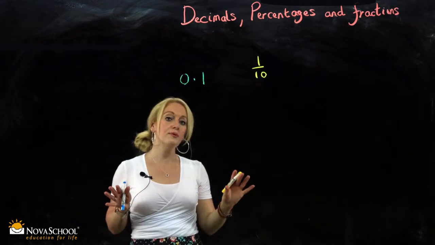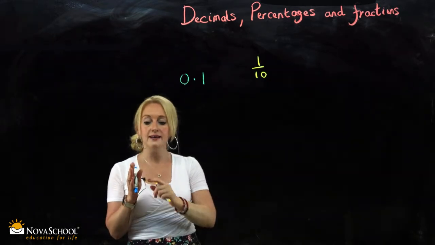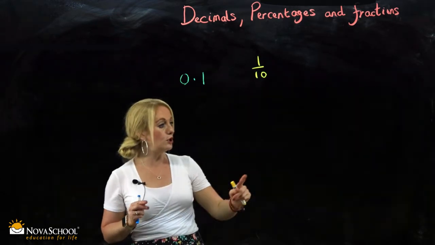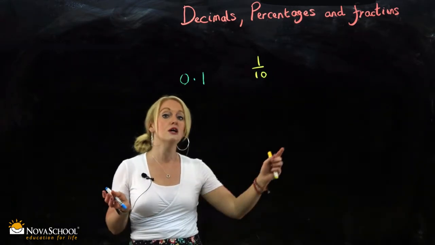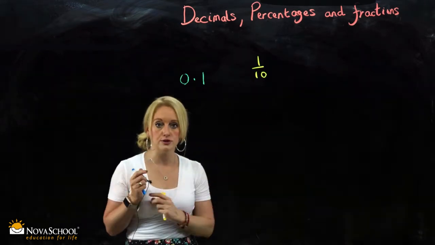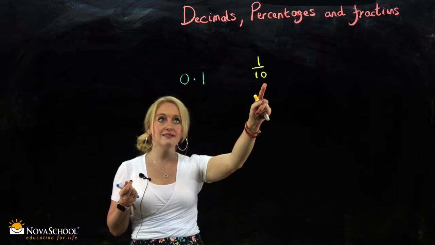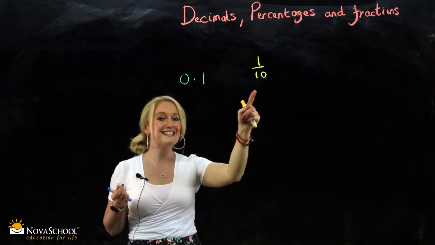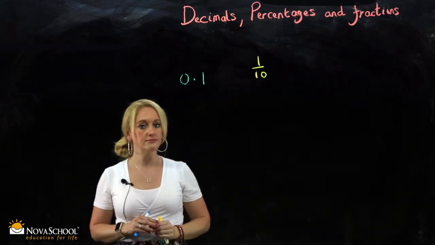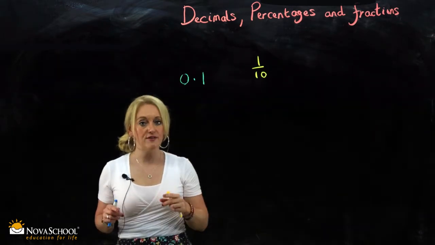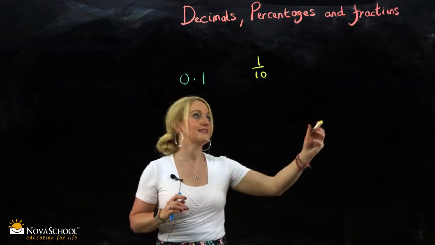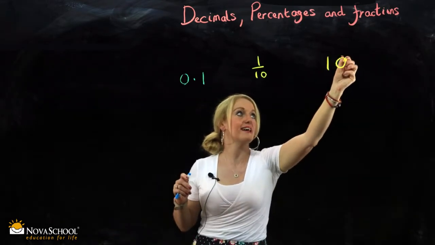0.1 on a number line is right at the beginning, and then we have 0.2, 0.3, 0.4, and we go all the way along to 0.9 before we reach 1. Now, percentages are out of 100. So a tenth is 0.1 and it's a tenth of 100. What's a tenth of 100? 100 divided by 10. What's that? Correct, 10. Easy answer, guys.